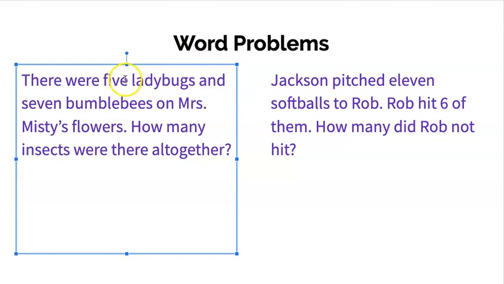All right, so how many ladybugs? 5. How many bumblebees? 7. So remember we said we were going to add. So 5 plus 7. We have 7, 8, 9, 10, 11, 12. So 5 plus 7 equals 12. I took my big number and I added my smaller number. So there's 12 insects altogether.